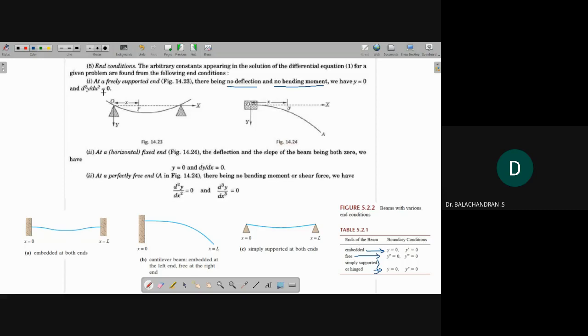Sometimes one end is embedded and the other end is simply supported. Suppose x is equal to 0 is embedded and x is equal to l is simply supported. Then when x is equal to 0, if it is embedded, y equal to 0 and y dash is equal to 0. The other end is simply supported, so when x is equal to l, y equal to 0 and y double dash is equal to 0. Similarly, you should understand this boundary condition or end condition using this diagram and this table correctly. If you have any doubts, you may ask now or you can ask tomorrow also.